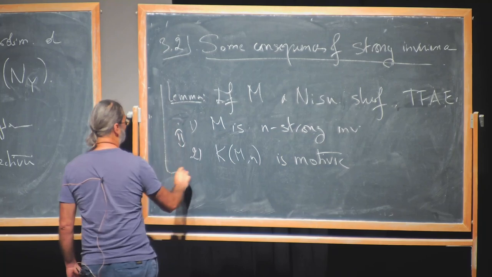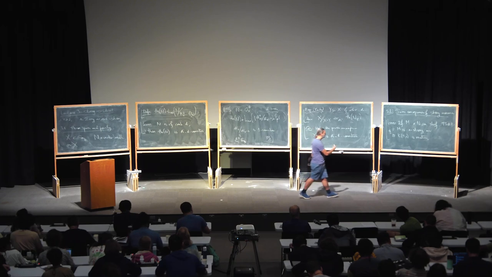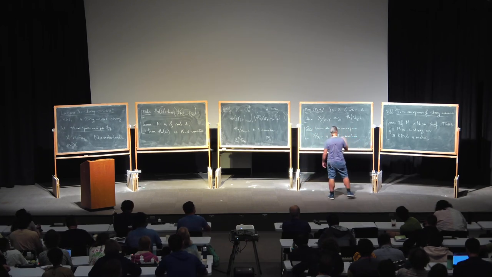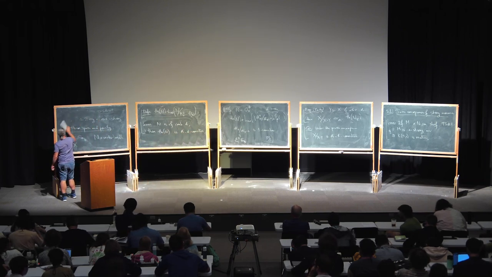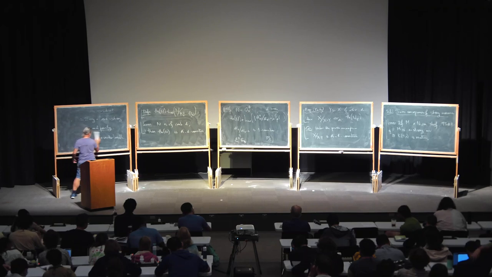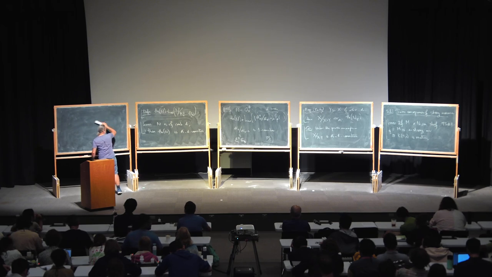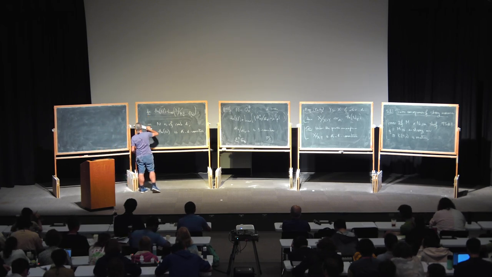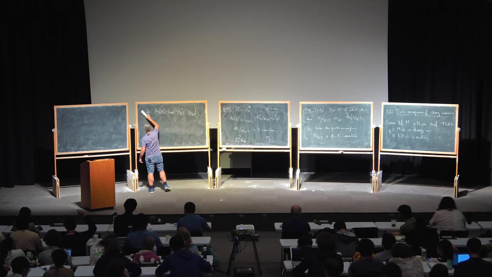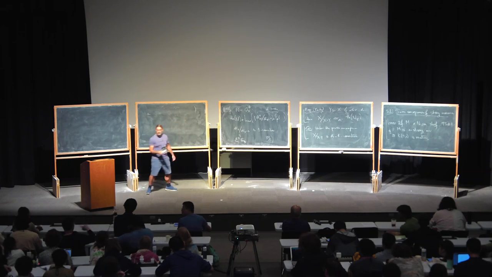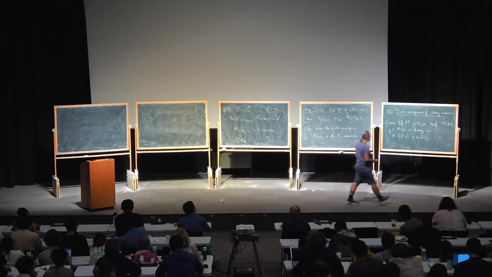This lemma will give us some access to these kinds of results, and I'm going to give you one or two consequences of what I just said here. Maybe before this, I need to introduce a notation. In the lemma, M is an abelian sheaf? Yes. From now on, M will always be an abelian sheaf, a sheaf of abelian groups.